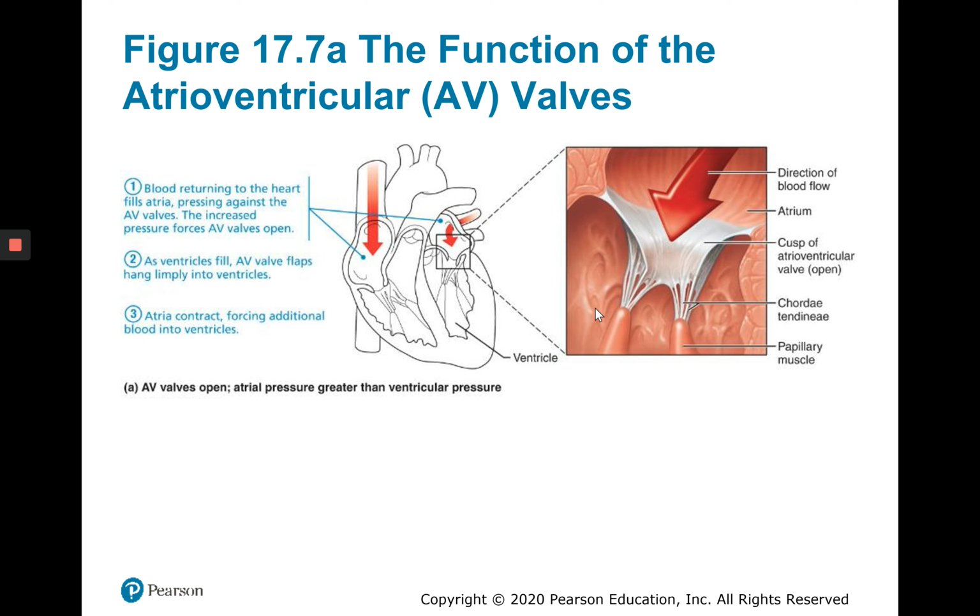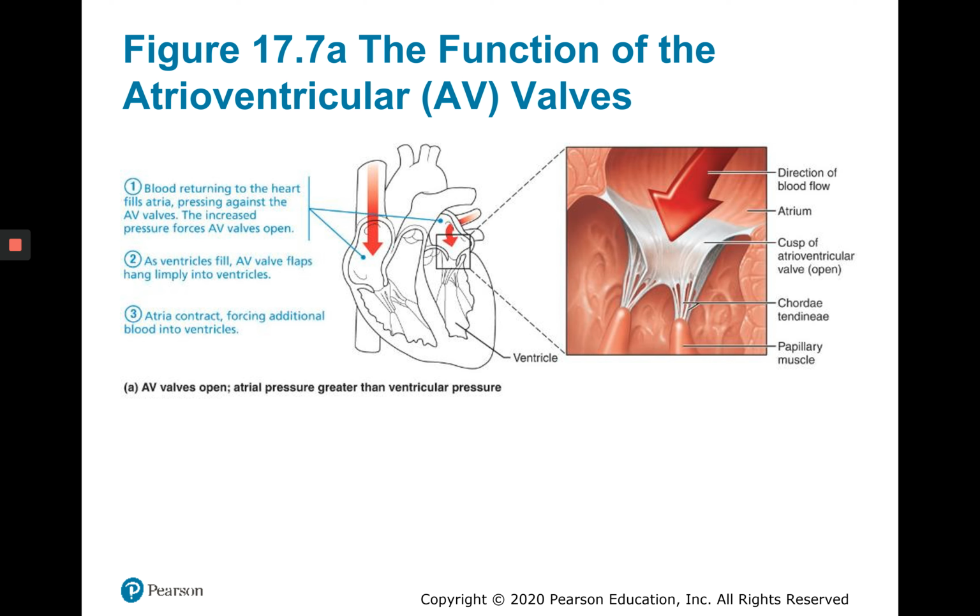So let's talk now that we've established some anatomy about the function of the atrioventricular valves. Blood enters the atria as it returns to the heart, and this presses into the cusp of the AV valves on the superior surface, and that pressure is actually able to force the atrioventricular valves open. That would then allow the blood to leave the atria and flow passively into the ventricles.